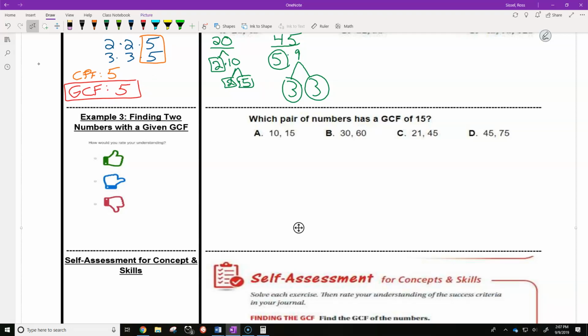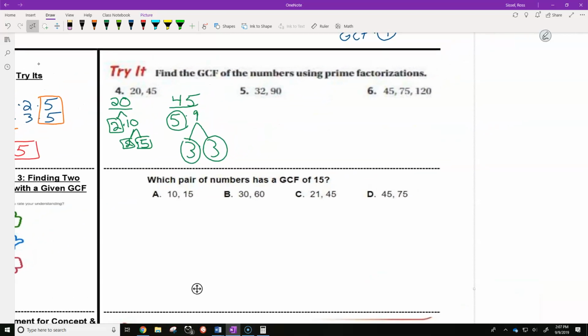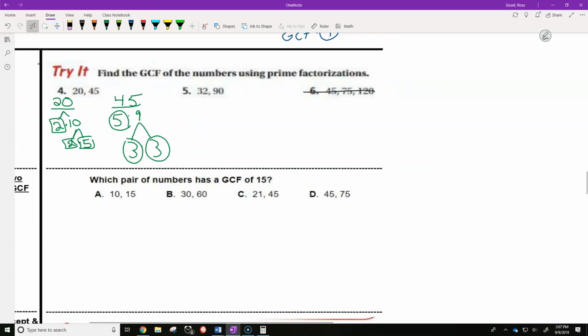So, last one we're going to do together real quick. Just do it over here. Cross off number 6, because I want you to have one other example.